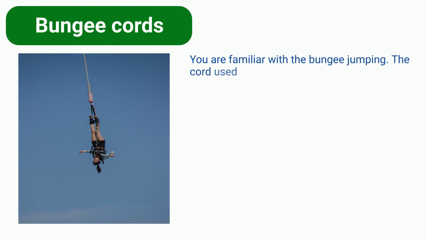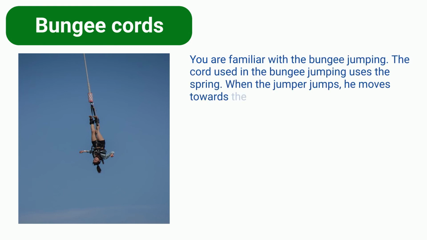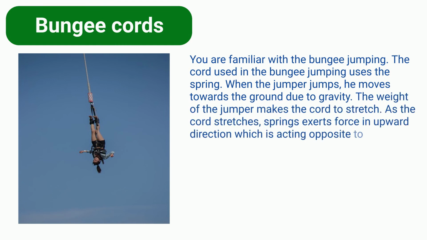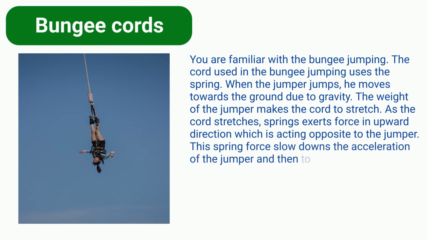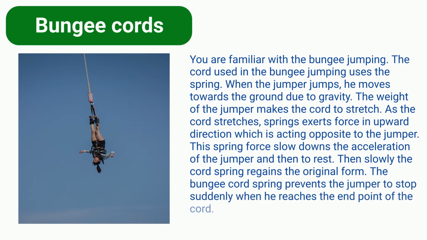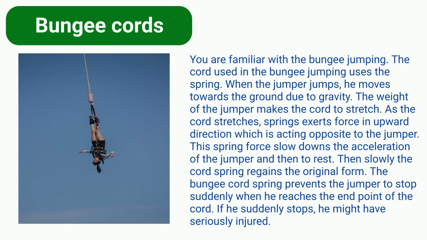Bungee cords. You are familiar with bungee jumping. The cord used in bungee jumping uses the spring. When the jumper jumps, he moves towards the ground due to gravity. The weight of the jumper makes the cord stretch. As the cord stretches, the spring exerts force in the upward direction, acting opposite to the jumper. This spring force slows down the acceleration of the jumper and brings him to rest. Then slowly the cord spring regains its original form. The bungee cord spring prevents the jumper from stopping suddenly when he reaches the end point of the cord. If he suddenly stopped, he might be seriously injured.